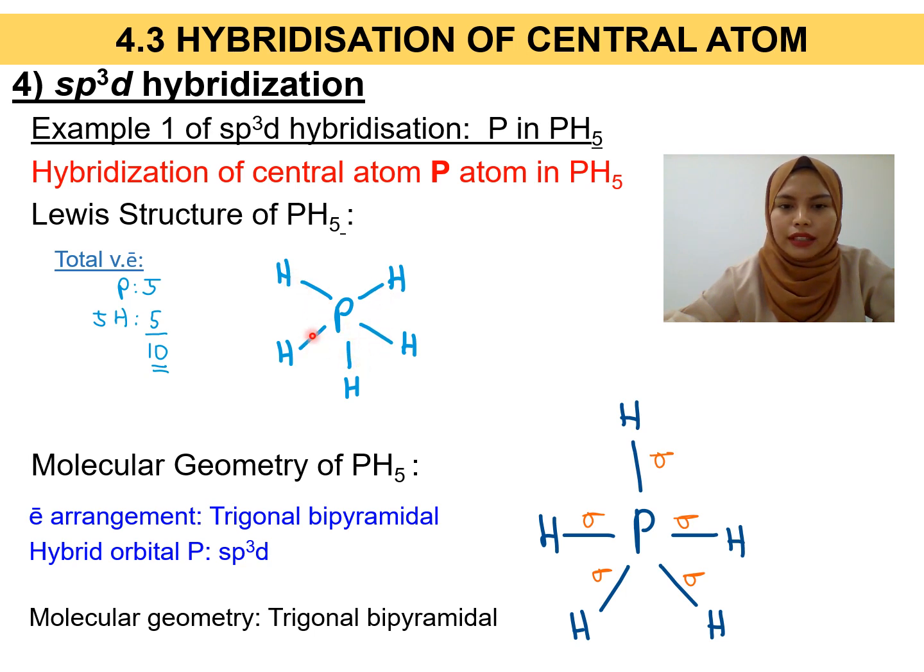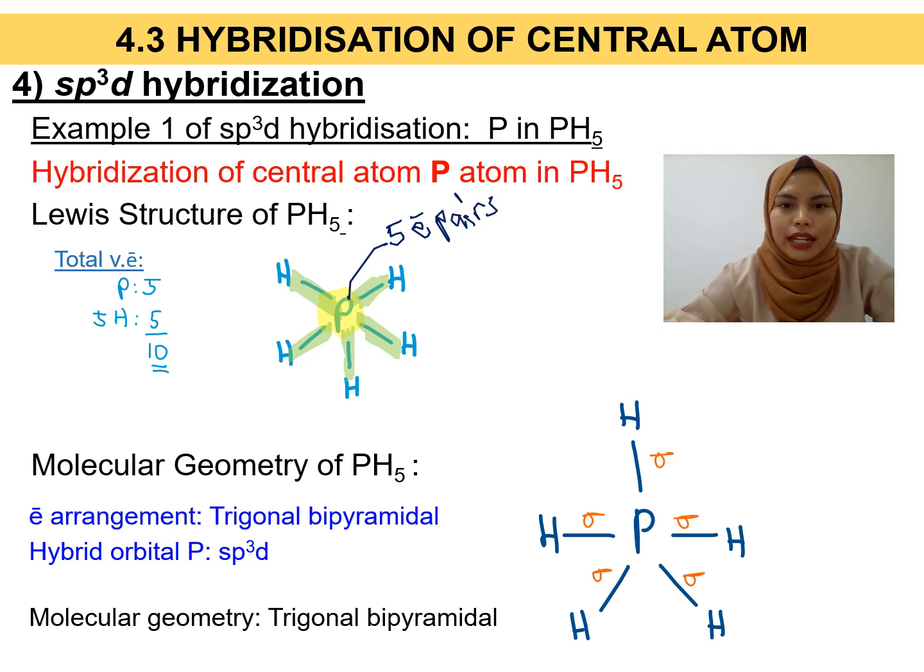When you count back the electron pairs, the bonding pairs between P and H atoms, there are 5. 5 times 2 is 10. So this is the Lewis structure for PH5. And you know that phosphorus is the central atom. How many electron pairs are at the central atom phosphorus? There are 5: 1, 2, 3, 4, 5. So this phosphorus atom has 5 electron pairs at the central atom.